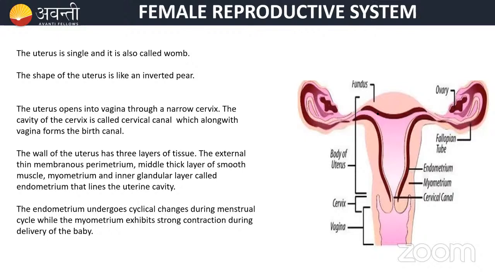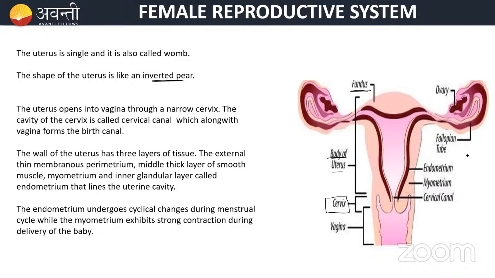Next is the uterus, which is single and it's also called the womb. The shape of the uterus is inverted pear. Uterus consists of three parts. The upper part is known as the fundus. The middle is known as the body, and the lower part of the uterus is known as the cervix.